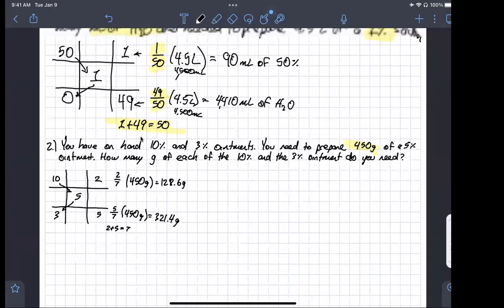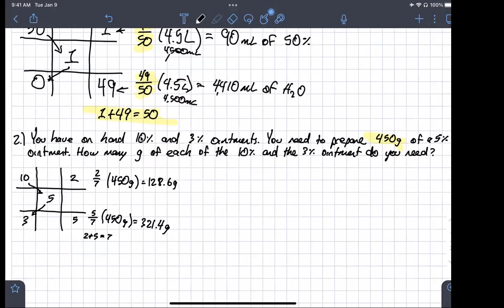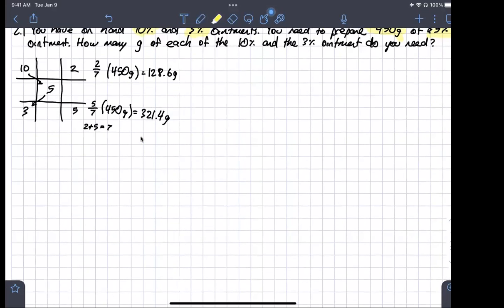Okay. So it's pretty much the same, right? You have 2 concentrations of different product. You need to make a concentration in the middle. 1, 2, and 3. That is a good hint that it is an alligation problem. And I think for the most part, everyone is pretty good with those.